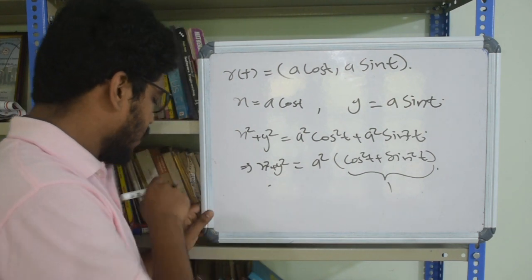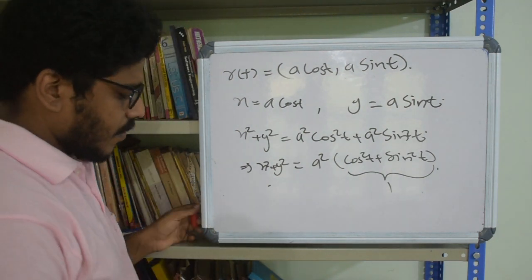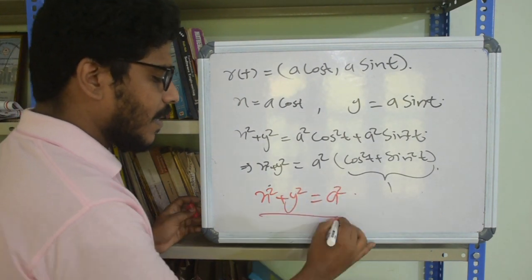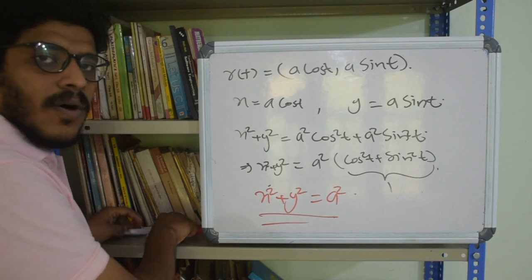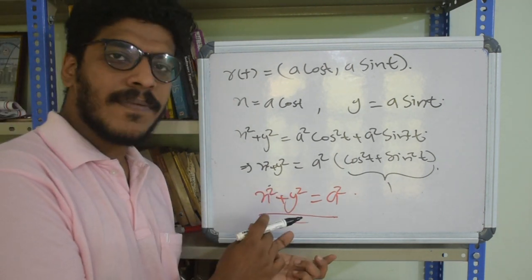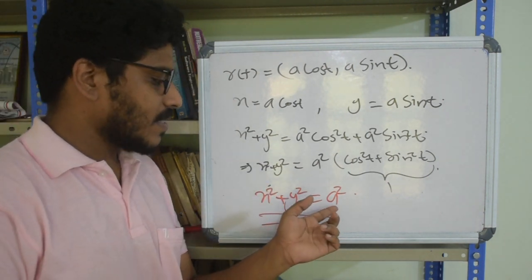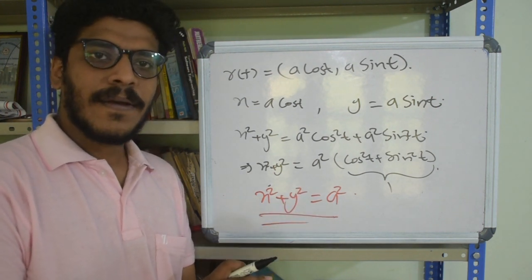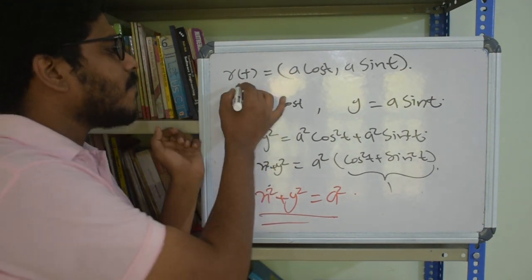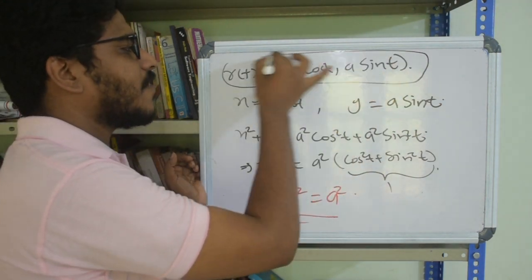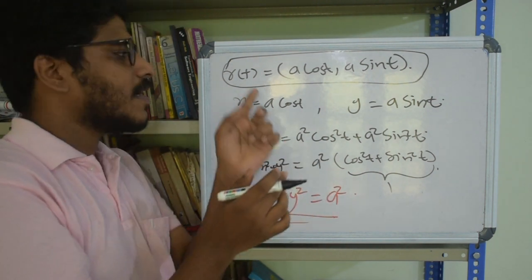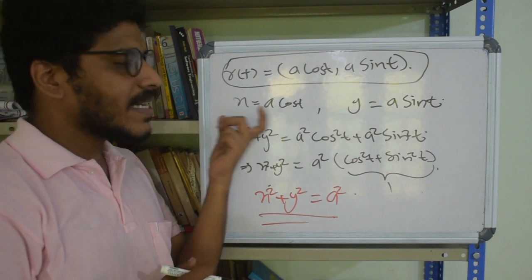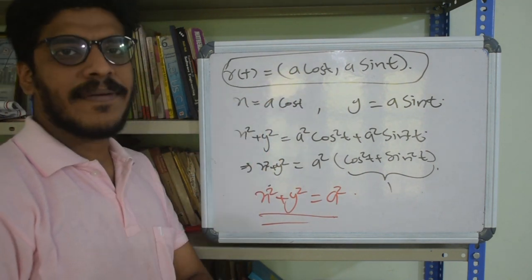So we got x square plus y square equal to a square, and this is the equation of a circle. This is the Cartesian equation of a circle centered at origin, having a radius of a units. So the graph of this vector equation, or the parametric curve determined by this vector valued function, is the circle centered at origin with radius a.